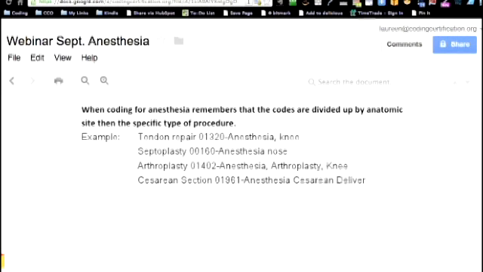So that's about it. There's a lot more to anesthesia, but this is the basics. This will get you started.